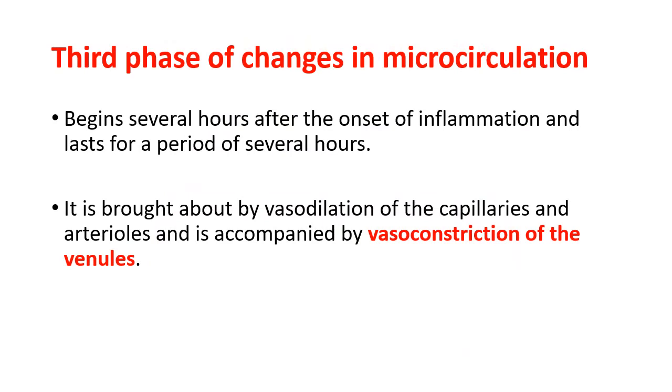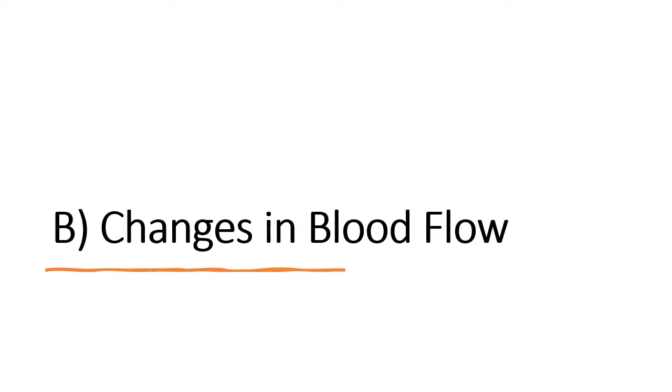The third phase of changes in the microcirculation begins several hours after the onset of inflammation and lasts for a period of several hours. It's brought about by vasodilation of capillaries and arterioles and is accompanied by vasoconstriction of the venules. This vasoconstriction slows the circulation, elevates filtration pressure, and also it increases vascular permeability in the inflamed area.